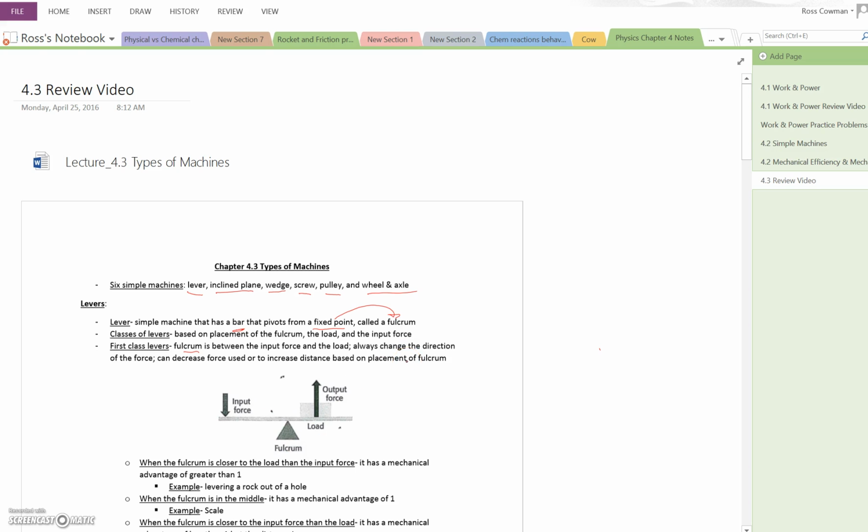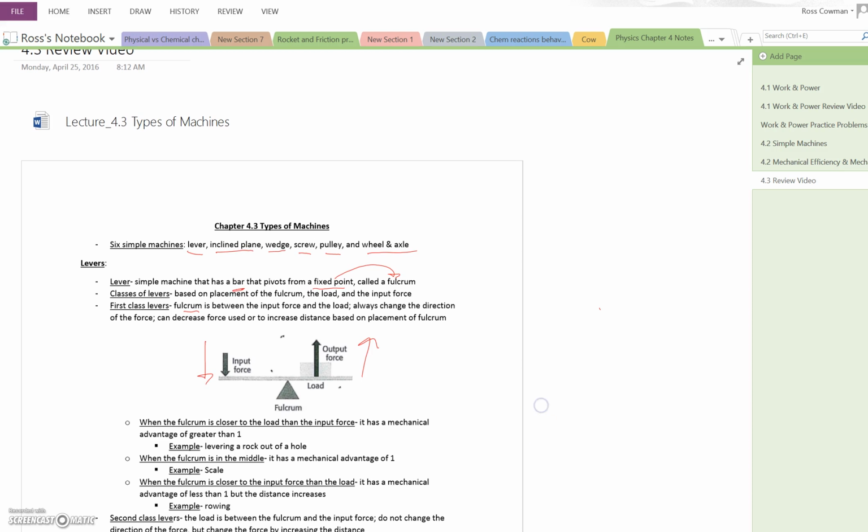It always changes the direction of the force, right? I push down, this goes up. It can decrease the force used or increase the distance based on the placement of the fulcrum. So here are 3 examples of how I can move this fulcrum. If the fulcrum is closer to the load than the input force, so if I move the fulcrum over here, it has a mechanical advantage of greater than 1. So it'll be 1 plus, right? It could be 2, it could be 3. It depends on how close you get it to the output force.